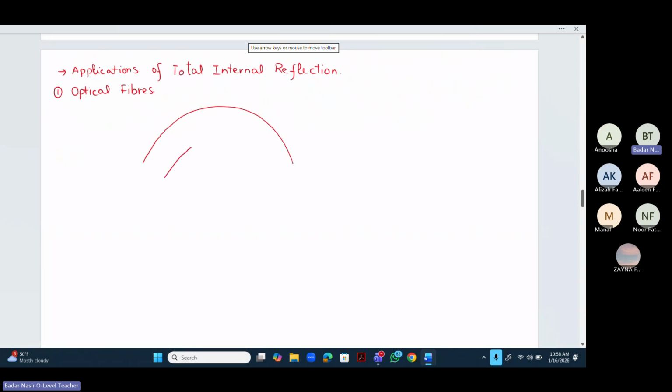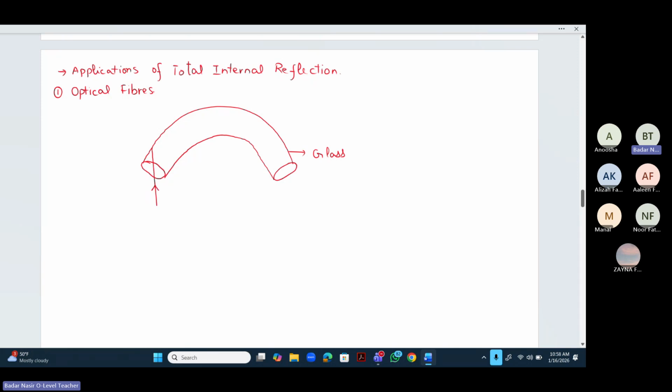Achha, optical fibers, beta, they are made from glass and they are responsible for the transmission of the internet. Okay? So optical fibers are usually for the internet cables. Okay, so this is an optical fiber which is made from glass. Now let's say, beta, we have a light ray that is incident. So this is a light ray.